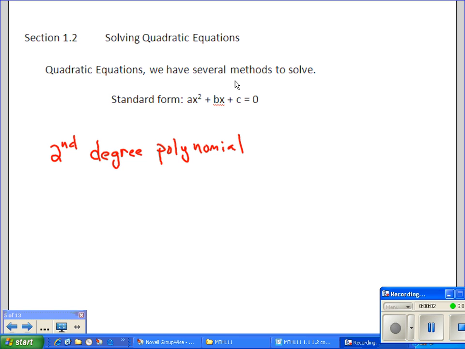There are several different methods we can use to solve quadratic equations. Just a reminder, the standard form of a quadratic equation is ax squared plus bx plus c equals 0. It is important when using some of these techniques that you start the equation in standard form. And by the way, a quadratic equation is also known as a second degree polynomial.